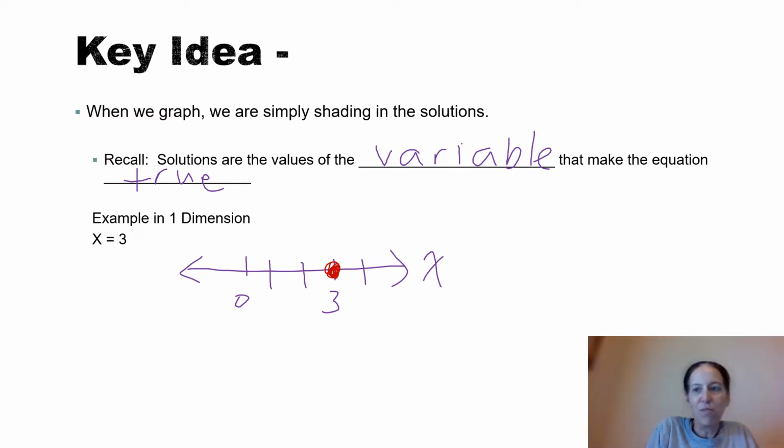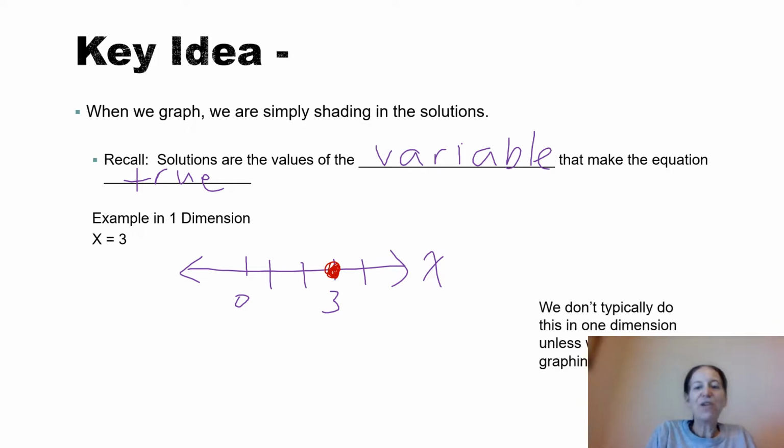We don't typically do this in one dimension unless we're graphing inequalities, and that's actually going to be the second of the independent lessons that we have for when I'm out. So if you're thinking, Ms. Taylor, that's a little bit weird that you are just plotting a dot on a number line, yeah, it's a little bit weird because we don't usually do it, but that is what we're doing. We're just putting a dot at x equals 3. We're putting a dot at wherever the solution is.